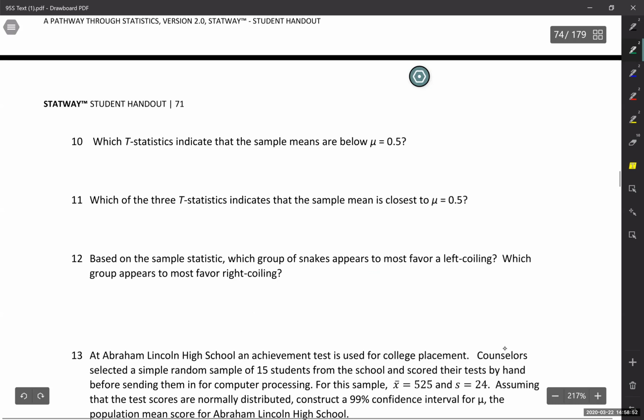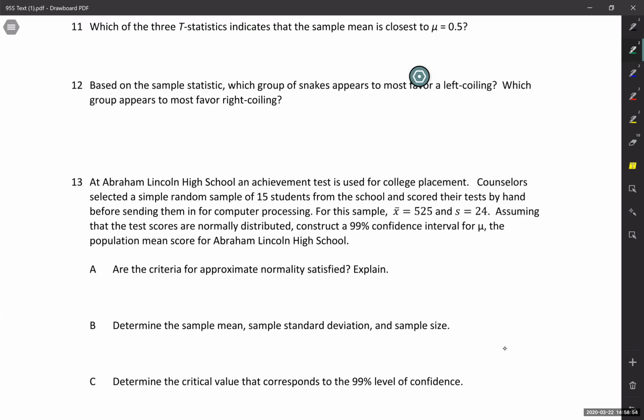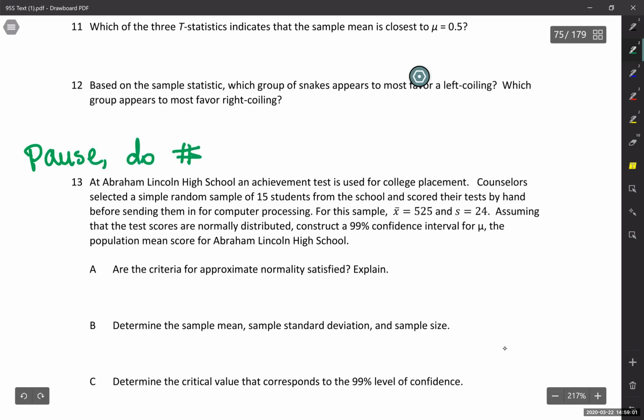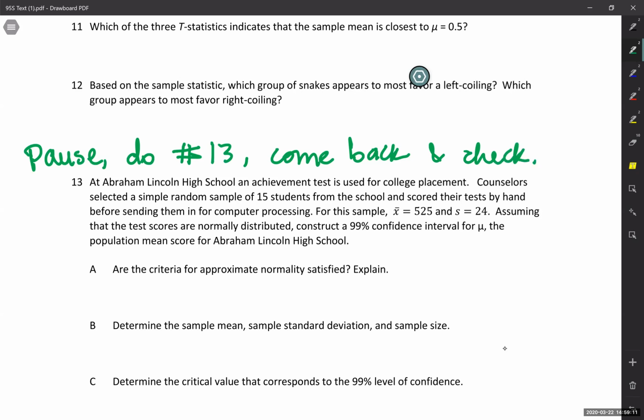So what I recommend is pause, do number 13, and then come back and check. Okay, so go ahead and go. Okay, I was trying to be boring there for a minute, so in case anyone didn't leave, they would just hear nothing. But hopefully you're back now.